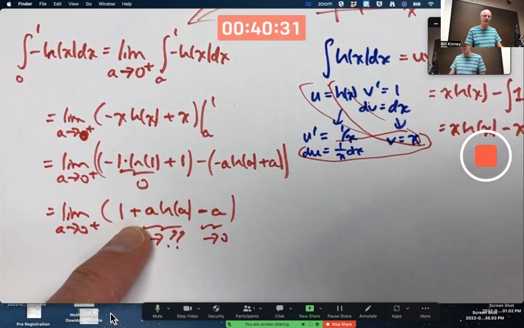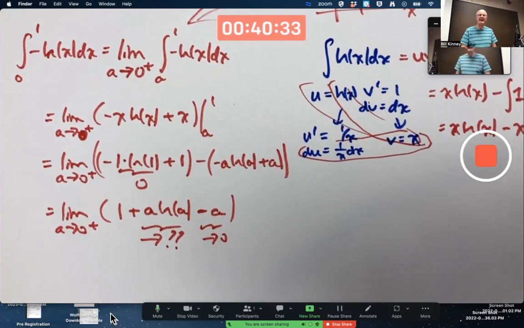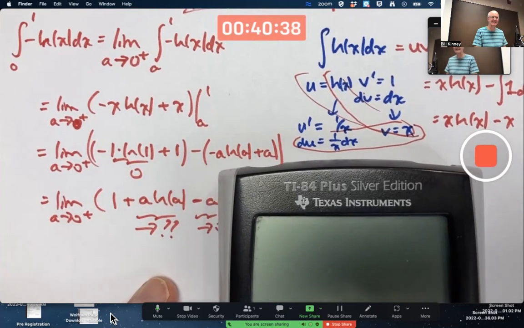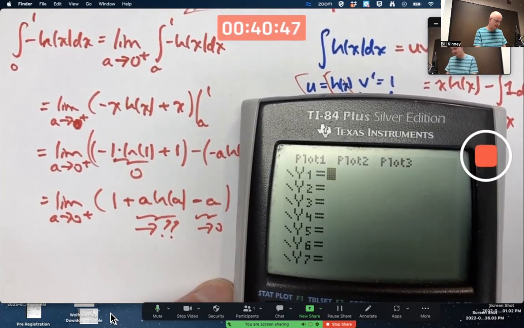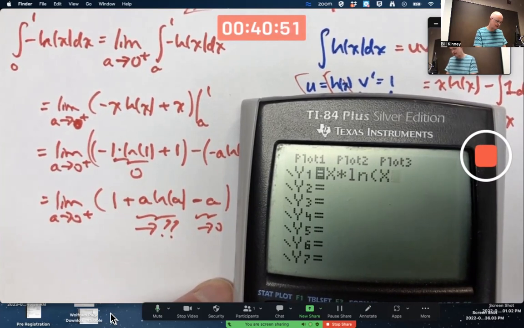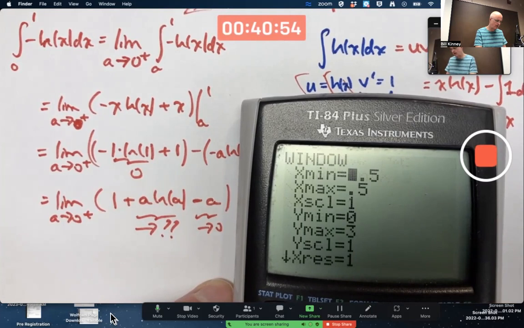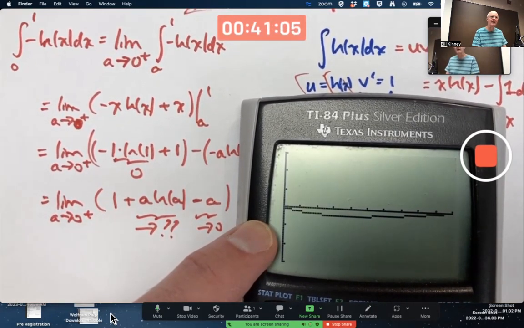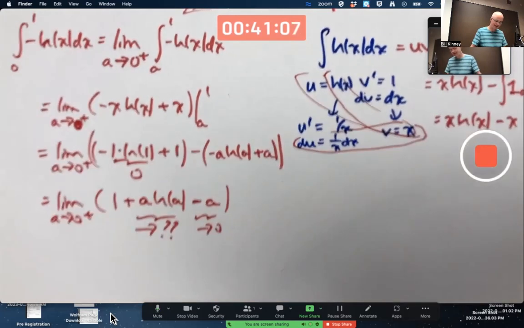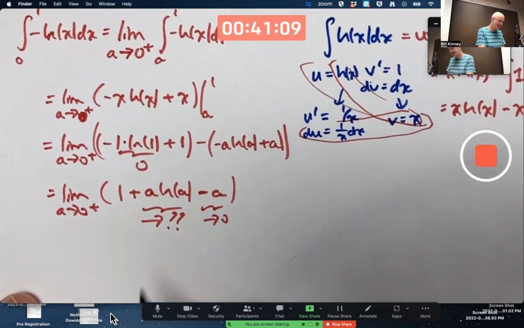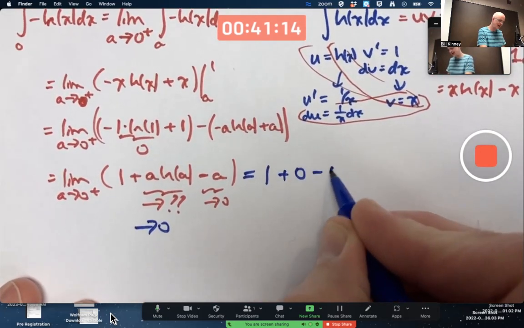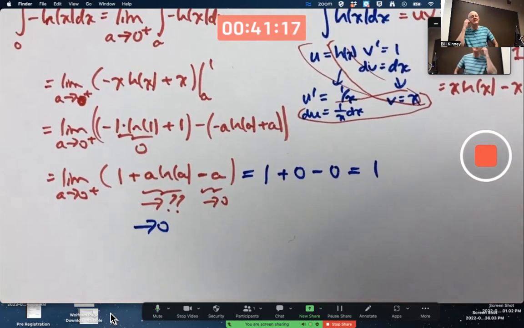A is going to 0, but ln of a is going to minus infinity. What is the product going to? It's not obvious. Calculator, graph x times natural log of x close to 0. Looks like it's going to 0. Yes, it is. It's no proof. So in the end, we approach 1 like we should.